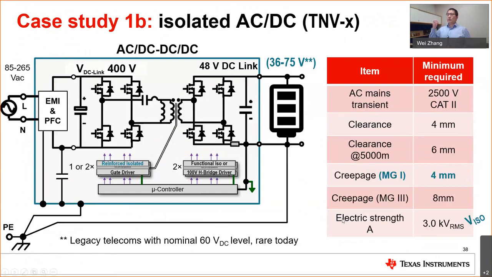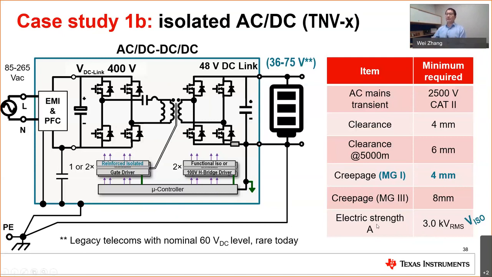So if you search the table, say, okay, I'm over category number 2. I need 2.5 kV transient, and my clearance 4 millimeter. At 5,000 meter, I need 6 millimeter because I need times 1.48. And for the driver, you're pretty good. Your material group number 1, you only need 4 millimeter. But when you're in a PCB, you have to times 2. And electrical strength test in the 3 kV ISO. So here you go, you know which package, and you need to choose what kind of electrical strength test the driver has to meet.